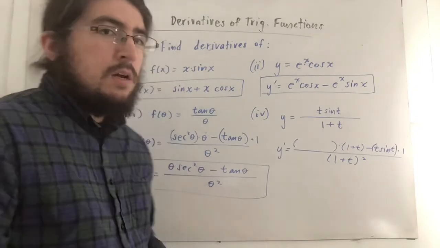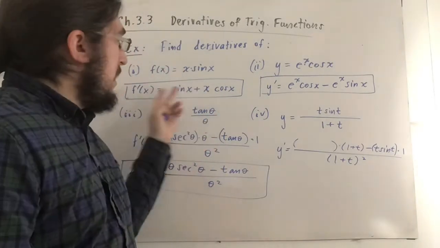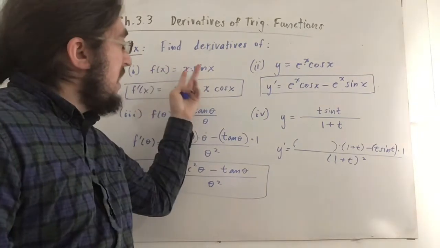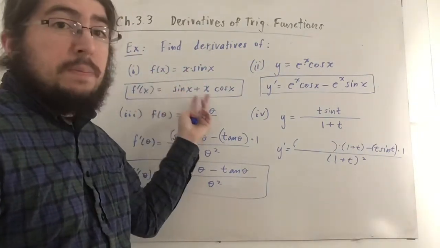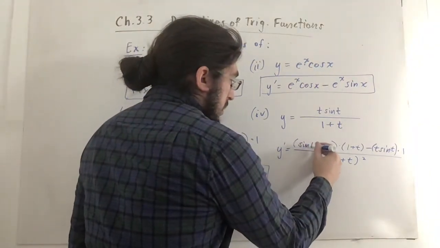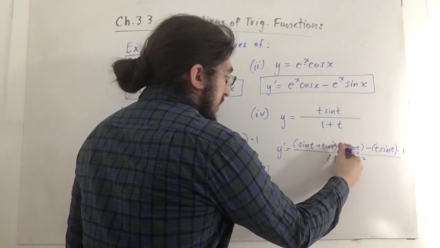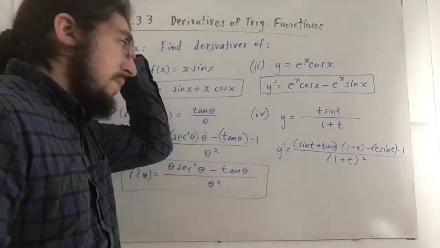But guess what? We already did it coincidentally. Only this is with x's instead of with t's, but the answer is the same. So the derivative of t sine of t would be sine of t plus t times cosine of t. There we go. Barely have enough space.